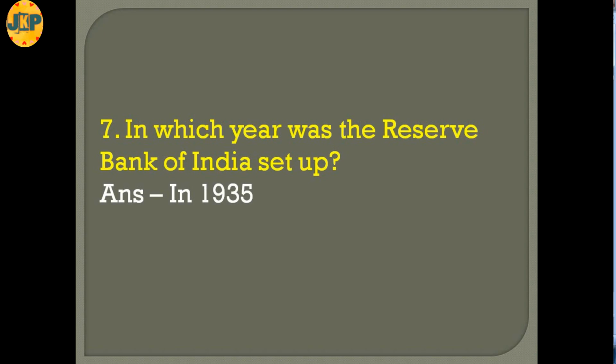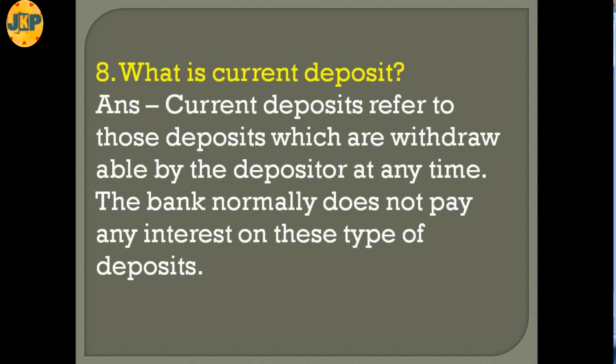And if we talk about the first bank in Assam, that is Guwahati Bank, was established in 1926. So let's move toward question number 8. What is current deposit? Current deposits refer to those deposits which are withdrawable by the depositor at any time. That means the deposit which we keep in the bank and which we can withdraw at any time from our account is known as current deposit.